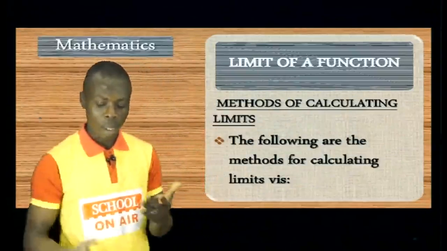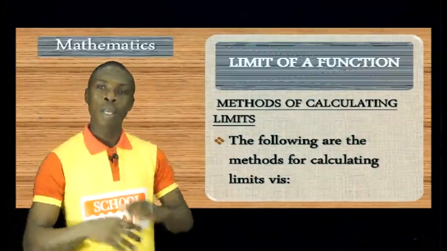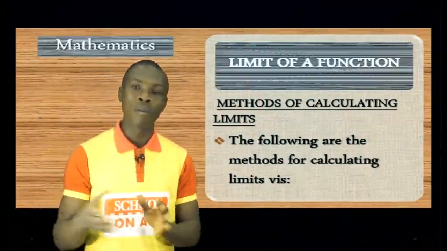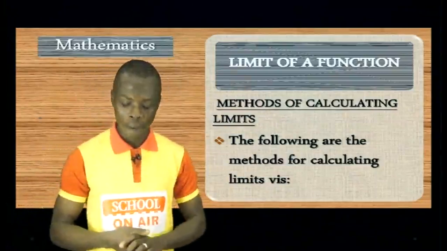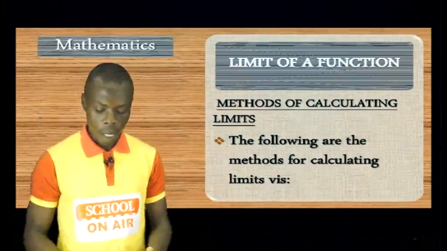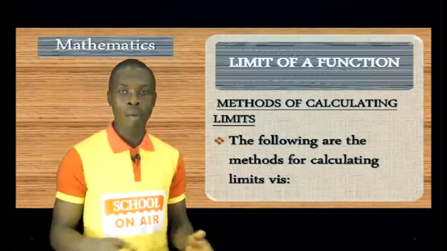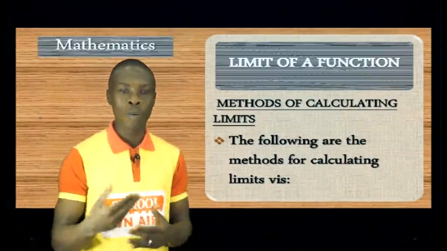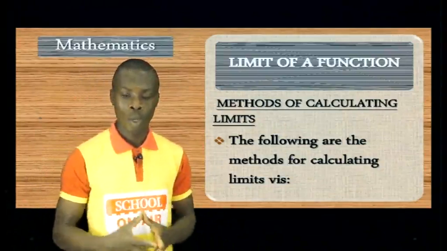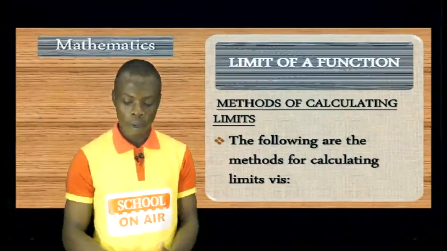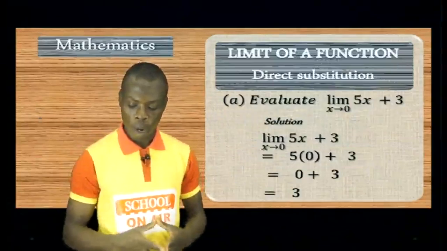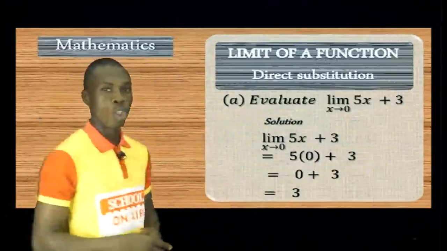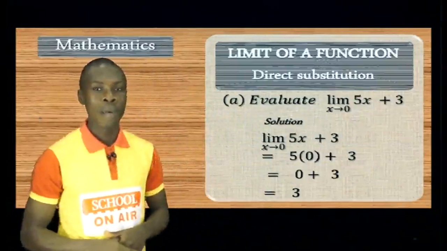Now let's look at the methods of calculating the limit, because limits are obtained depending on the kind of function that we have. So what are the methods of calculating the limit? There are various methods. We have the direct substitution, we have the method of factorization, and so on. So let's look at the various methods involved in calculating the limit of a function. Now the first one, like I said, is by direct substitution. Calculating limit by direct substitution.